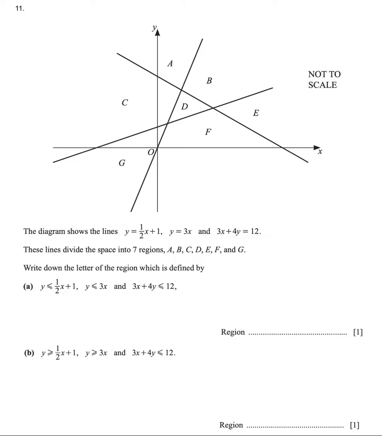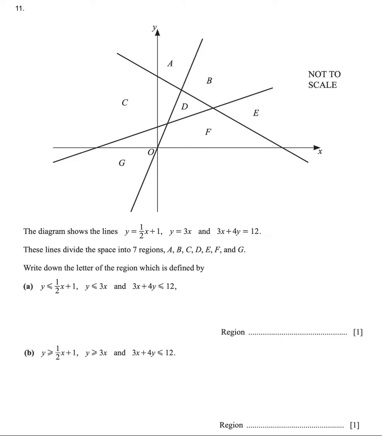Question is using straight lines and then moving into inequalities. Okay, so we've got various lines here and they're forming these different regions. So the first one, we need to write down the letter or the region that's defined by these variables.